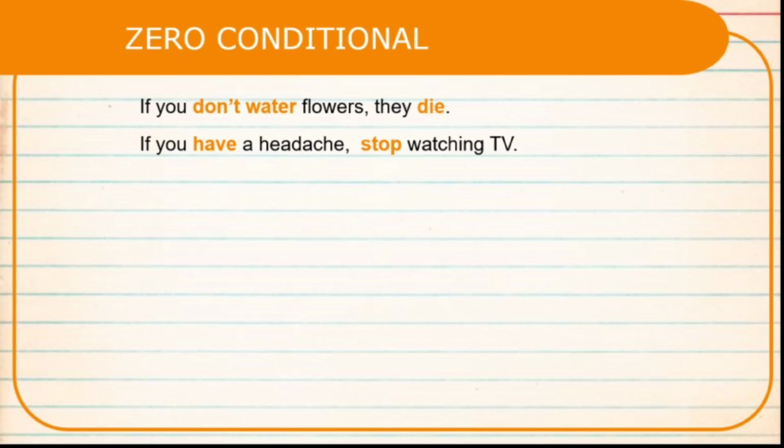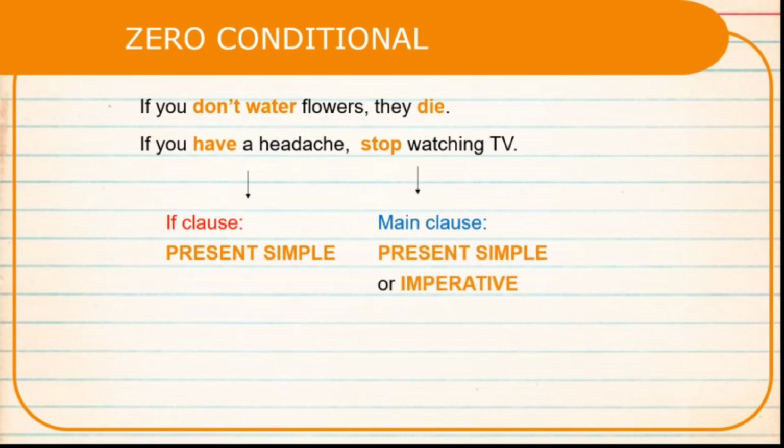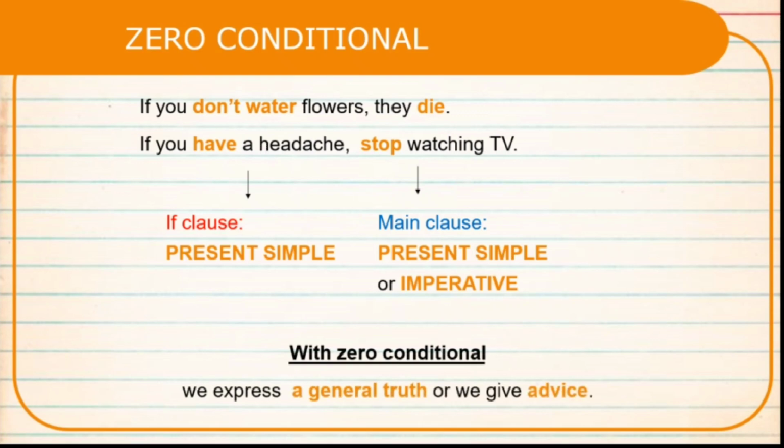If we look at the structure, we can observe that in the if clause, the verb is in simple present form: don't water, have. While in the main clause, the verb is also in the simple present form in the first sentence, while in the second sentence, it is in imperative form. So in this lesson, we are also having a review on subject-verb agreement. And always remember that in zero conditional, we express a general truth or we give advice.